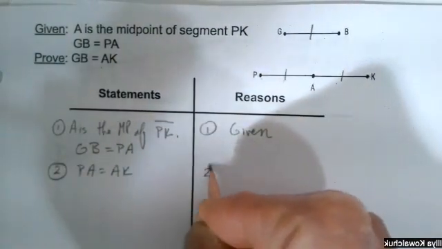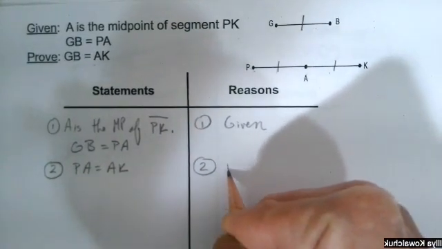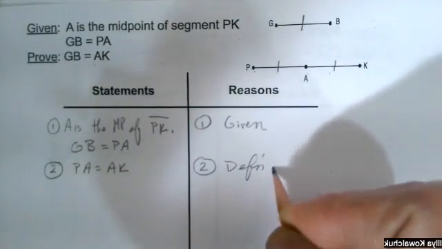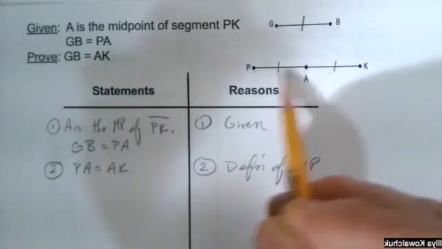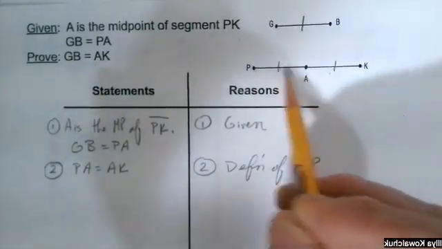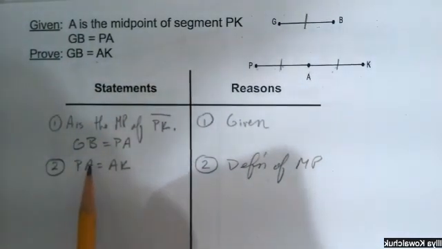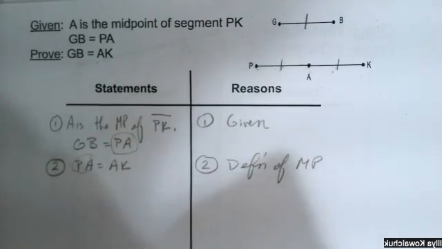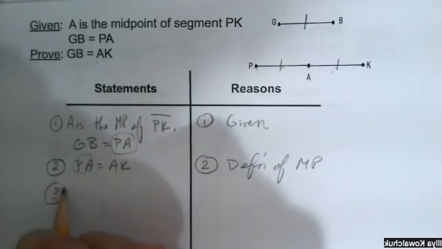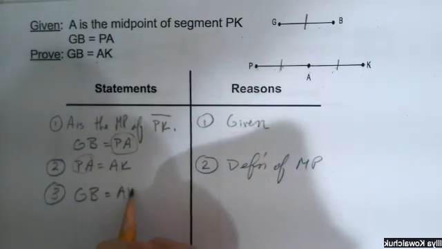And why can we do that? Because of one of the knowledge cards that we took today. Maybe you already noticed it. It's the definition of a midpoint. If we have a midpoint, it splits the segment into two equal parts. Now, if I see that PA is equal to AK and PA is equal to GB, I can set those two equal to each other, where GB is equal to AK.